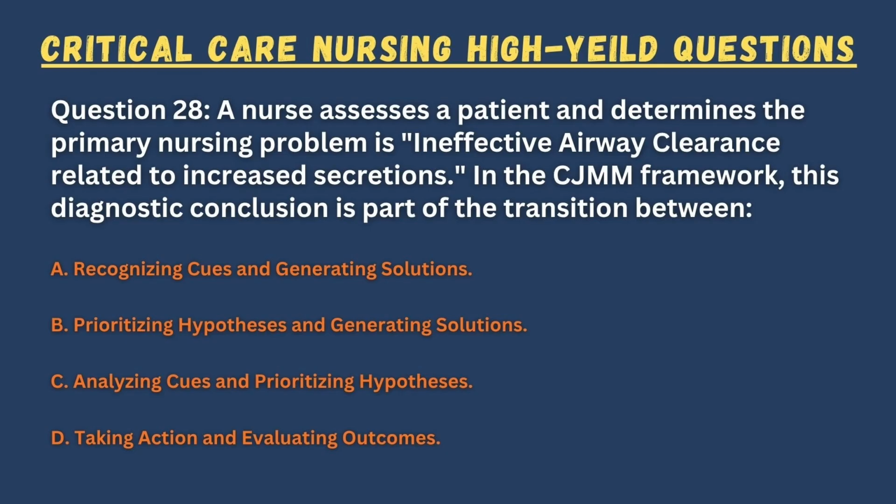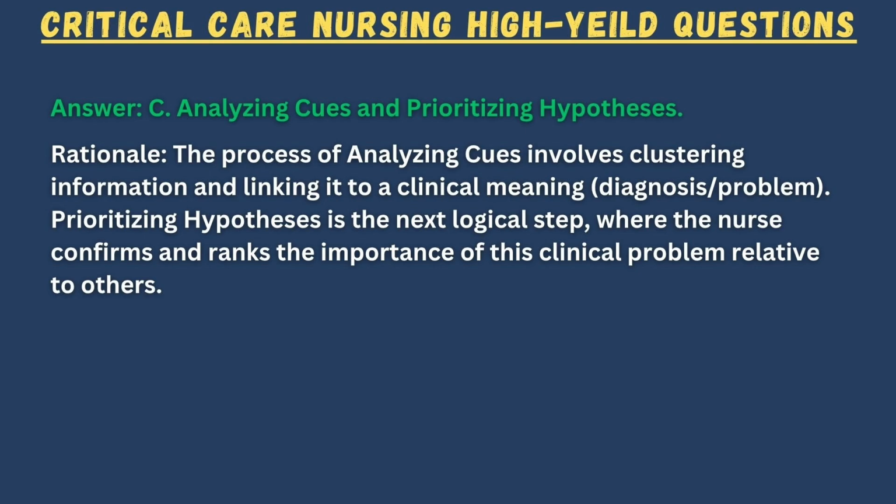Question 28. A nurse assesses a patient and determines the primary nursing problem is ineffective airway clearance related to increased secretions. In the CJMM framework, this diagnostic conclusion is part of the transition between A. Recognizing cues and generating solutions. B. Prioritizing hypotheses and generating solutions. C. Analyzing cues and prioritizing hypotheses. D. Taking action and evaluating outcomes. Answer: C. Analyzing cues and prioritizing hypotheses.